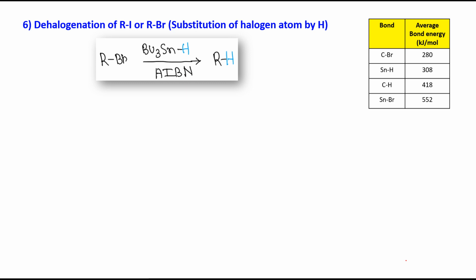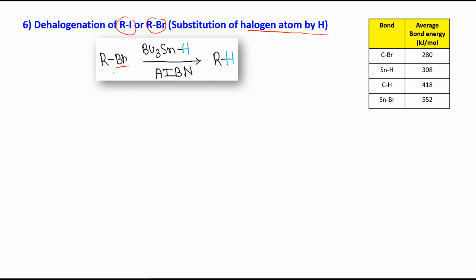So here number 6 reaction, because the rest of the reactions were covered in the last videos. This is the dehalogenation of RI or RBr. Now we will replace halogen with H. This is the opposite reaction. In the previous reactions we have seen how in case of alkane, a carbon-hydrogen bond can be replaced by carbon-Br or carbon-Cl. But now we are doing the reverse: substitution of halogen atom by H.